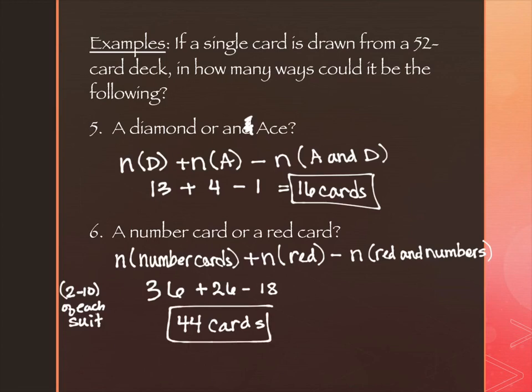Very good. Wait, how'd you get 18? There are 2 through 10 of both diamonds and hearts, and those are all my red cards. They're the diamonds and the hearts. Oh, okay. That's how. Yep. 2 through 10 diamonds, 2 through 10 hearts. So 9 and 9 is 18. That's good? Okay, next one.